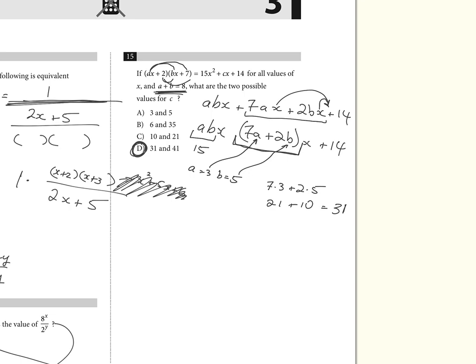Now, we probably could have also chosen a equal to 5 and b equal to 3. And in that case, what would have happened is we would have had 7 times 5 for 7a, and then 2 times 3 for 2b, and we get 35 plus 6, and that's the 41 from the problem right there.